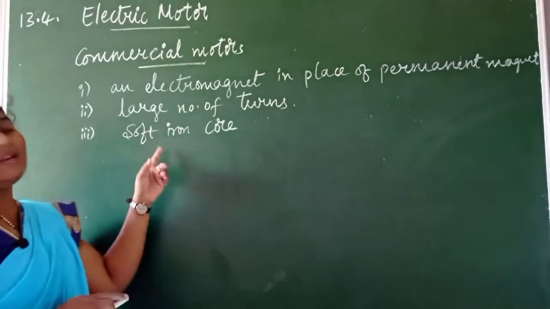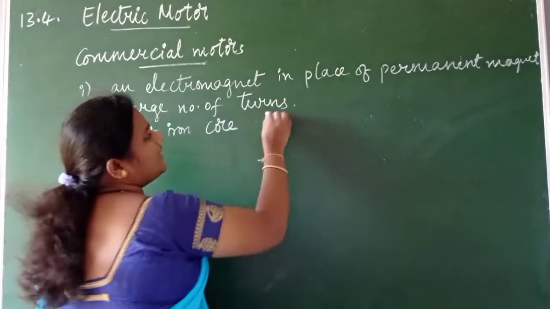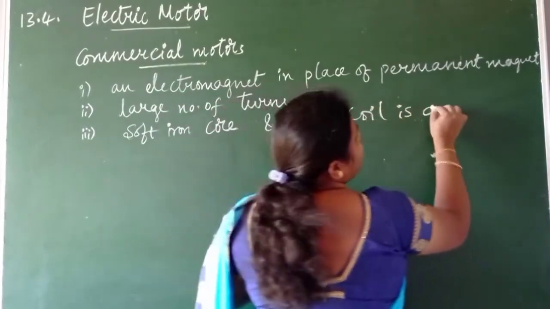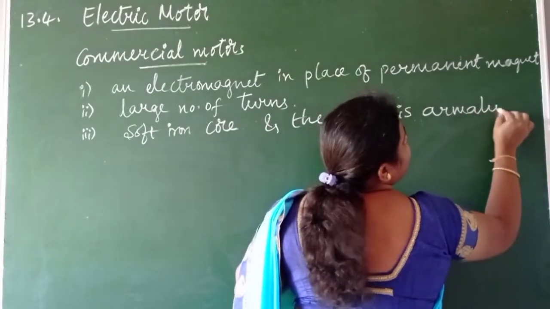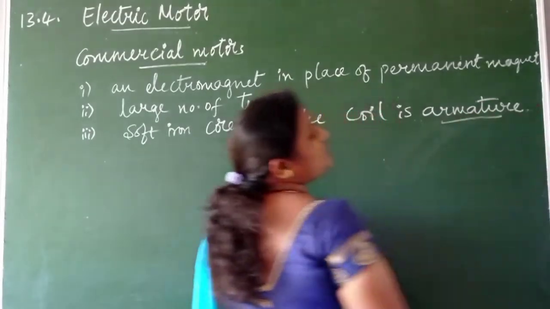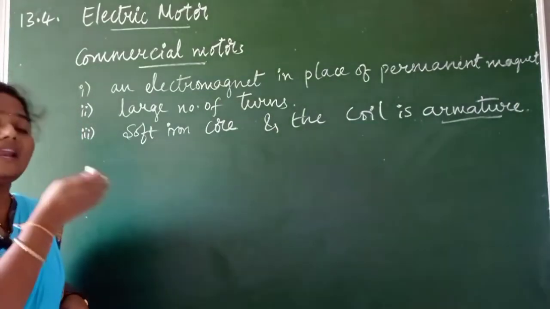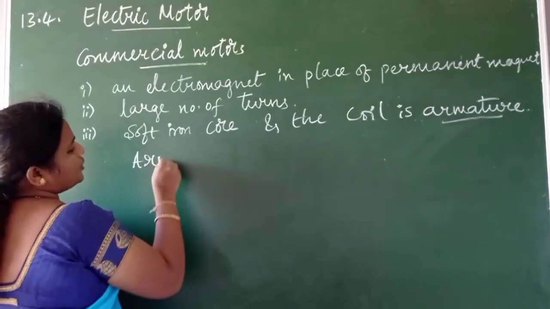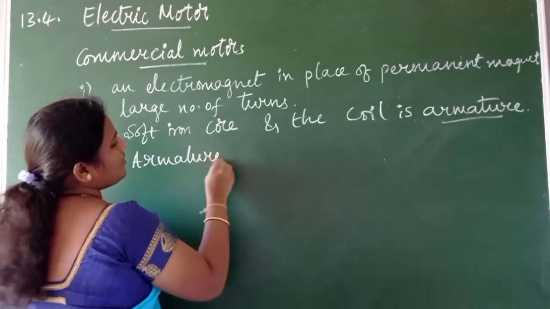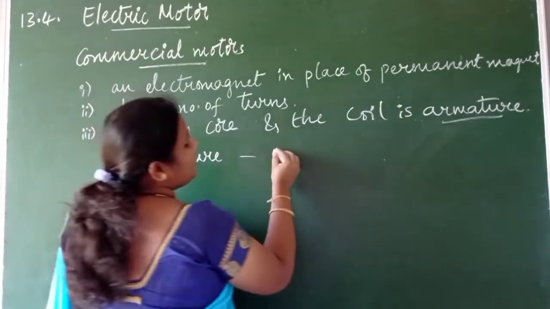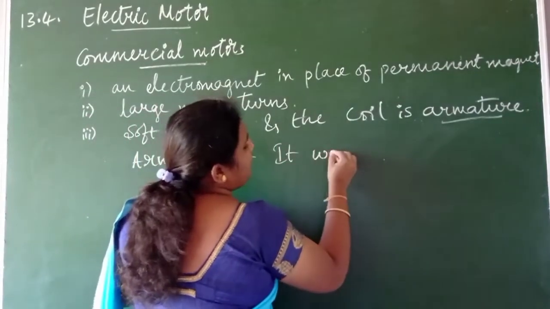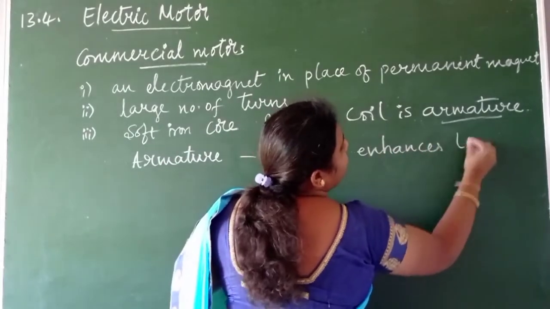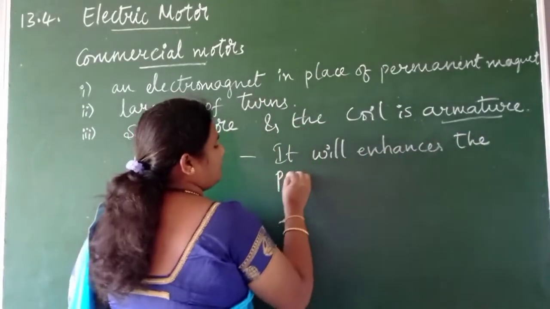So an assembly of a soft iron core and the coil, children, is called armature. Armature is a device, children, which enhances the power of a motor. You may get a 1 mark question, children. Better you note it down here. Armature is a device. It will enhance, that is, increase the power of the motor.